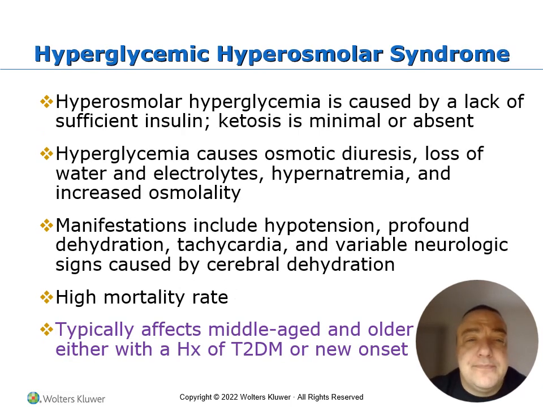All right, HHS, right? Because hyperglycemic hyperosmolar syndrome is so hard to say. This type of hyperglycemia is just a lack of sufficient insulin. But it's different from DKA because it does not have ketones, or very little. Most of the time it's negligible.